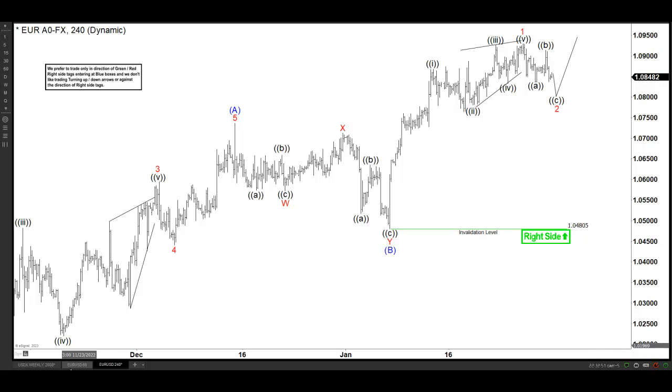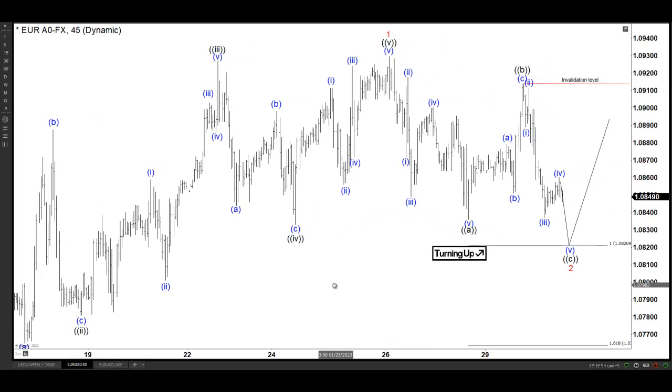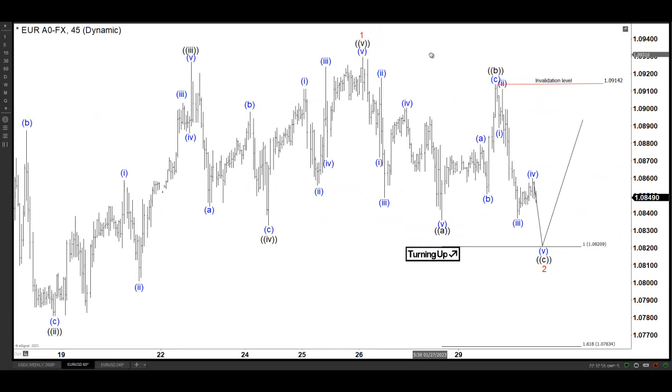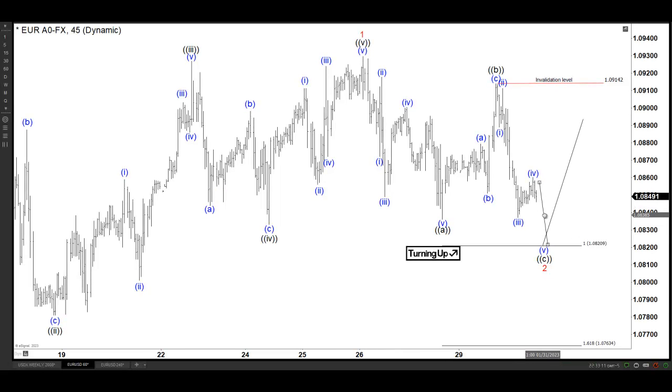On the shorter side, we should then see a pullback and more upside within the next few days. In the shorter cycle here, the euro is also doing what looks to be an ABC correction from the peak of last week around January the 26th, when the instrument peaked around 109.28. The instrument should trade lower within the next few hours, and maybe by tomorrow we will be trading within the 108.20, 107.63 area.